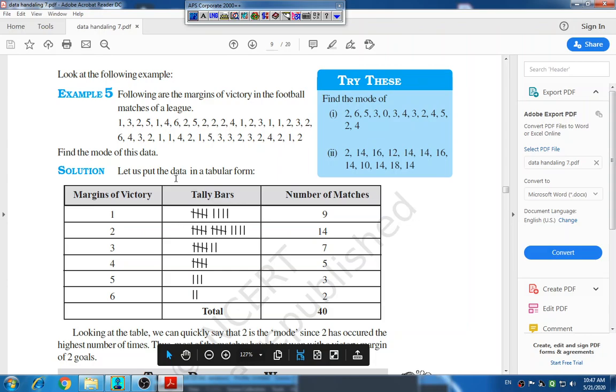Now, on looking at the table, we can quickly say that 2 is the mode. Since 2 has occurred the highest number of times, most of the matches have been won with a victory margin of 2 goals.